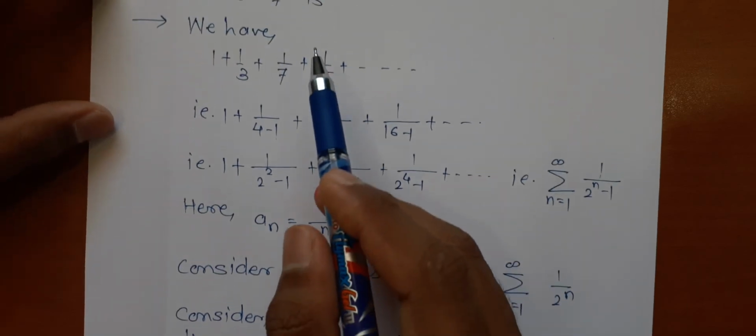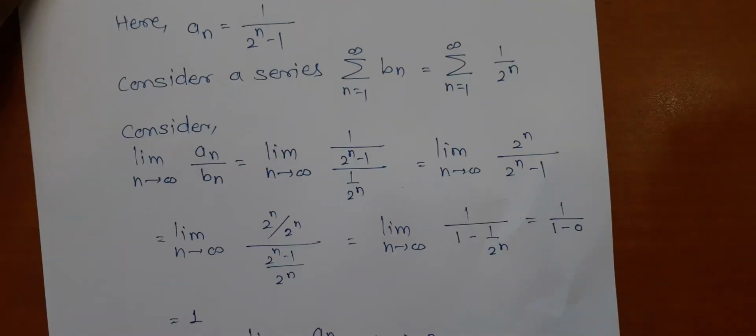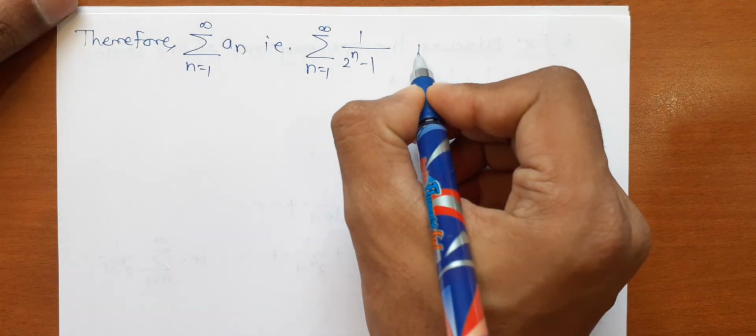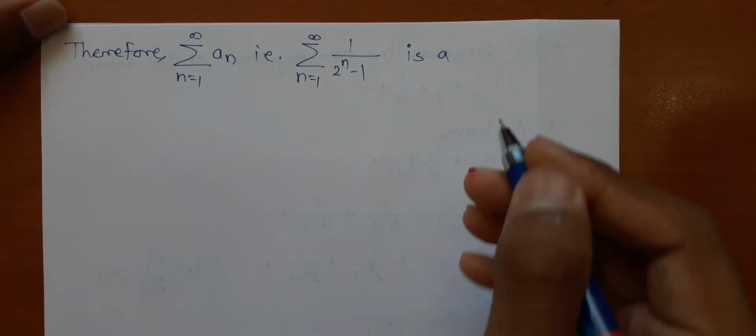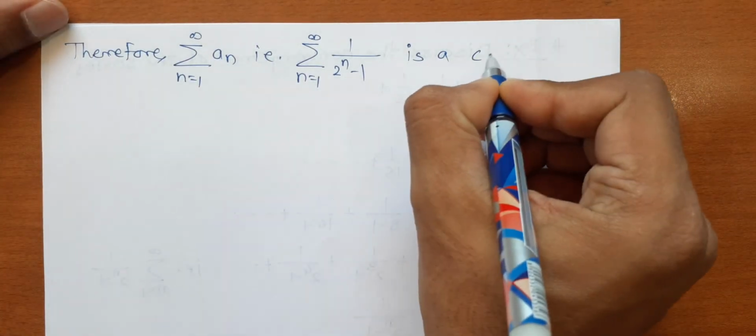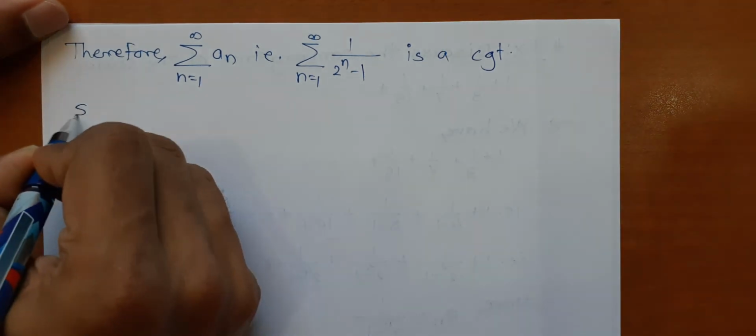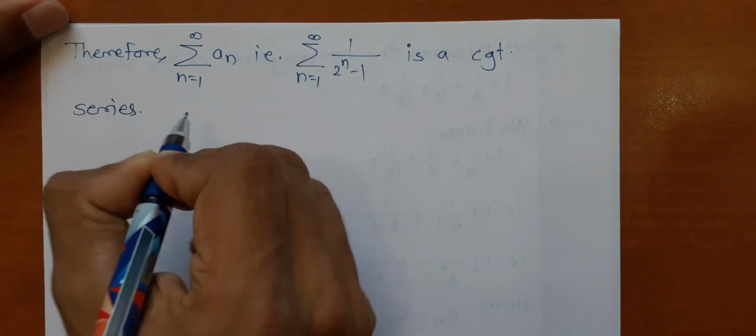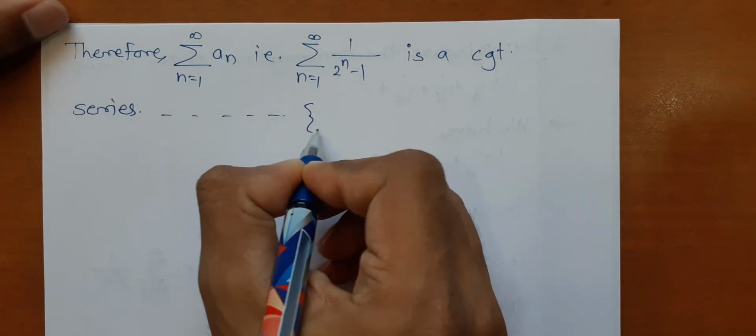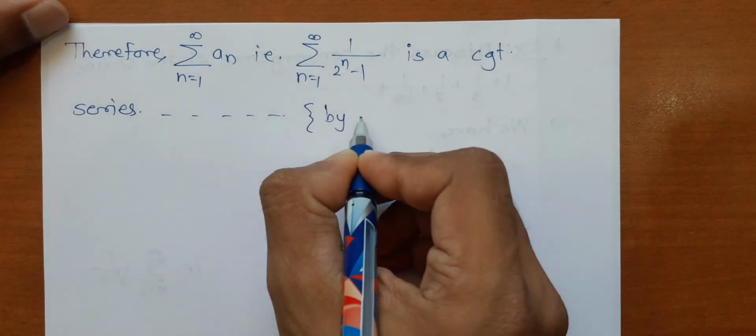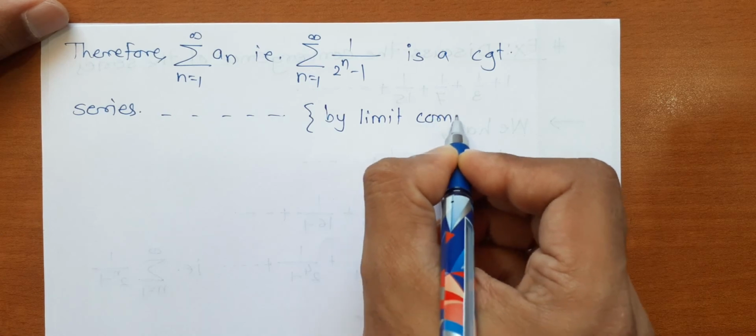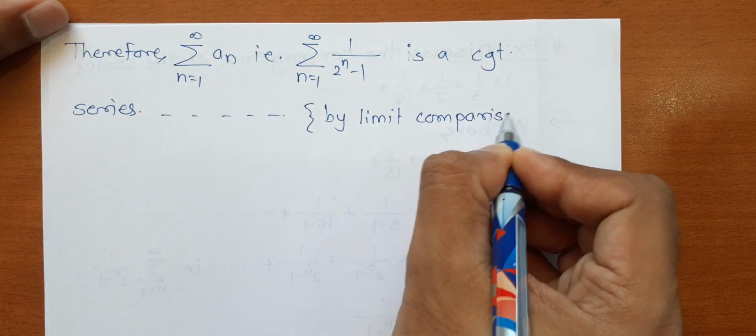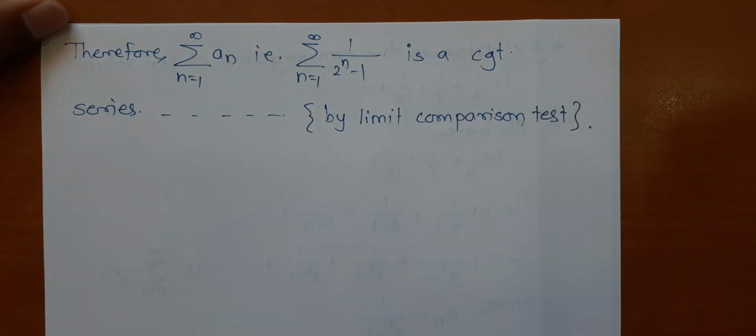That means the given series. So I will declare on the next page, summation a_n, that means the given series, is a convergent series. I need to mention the reason. What is the reason? Which test we used? By limit comparison test.